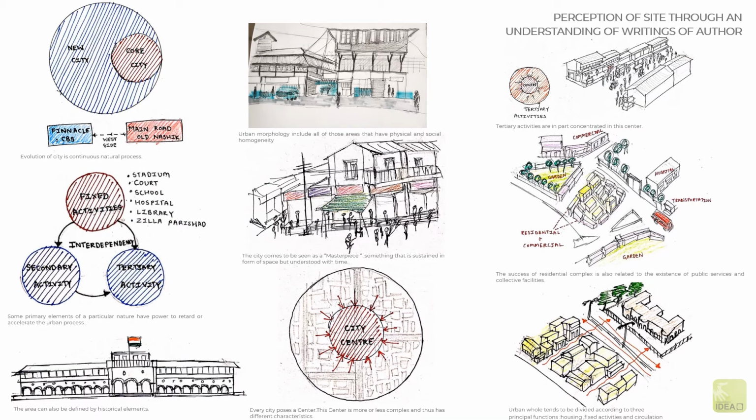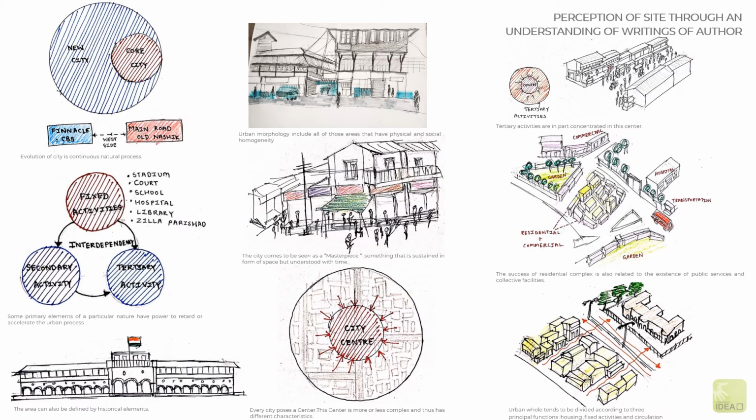Sketches explain the evolution of the city from the old core towards the west. Urban morphology includes all of those areas of the main road that have physical and social homogeneity. The city possesses a center which is more or less complex and thus has different characteristics. Tertiary activities are concentrated in this center.